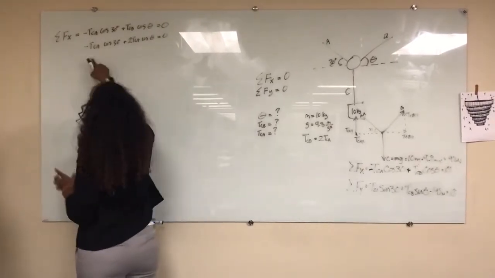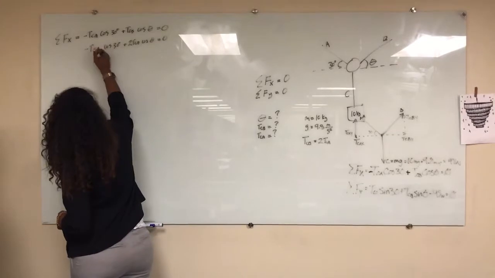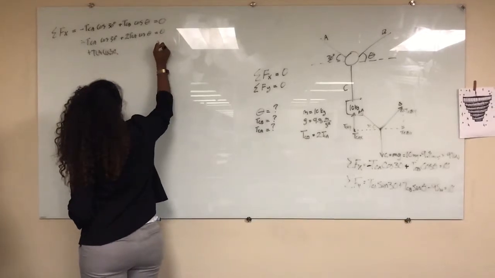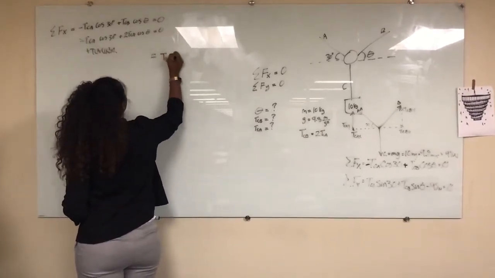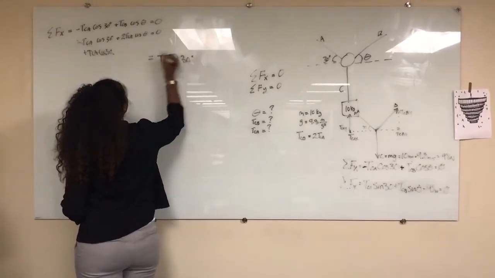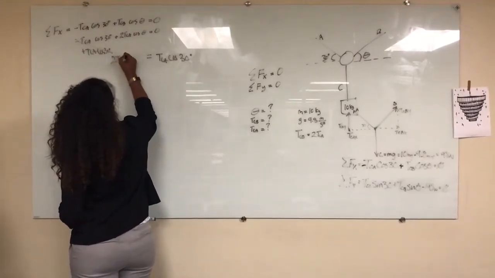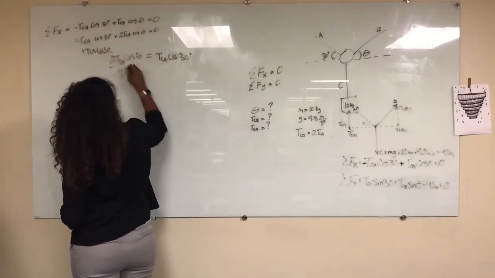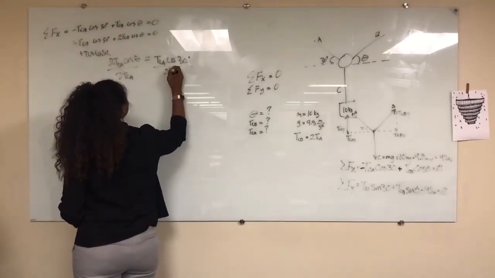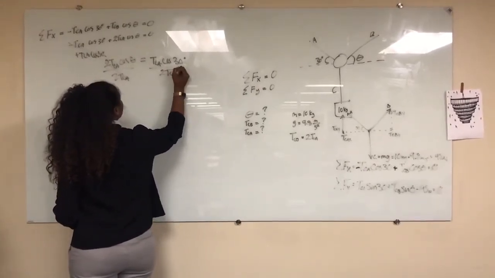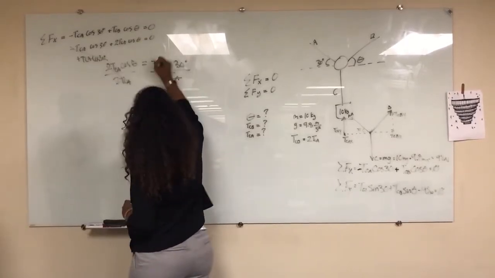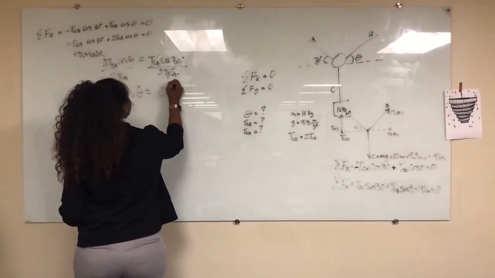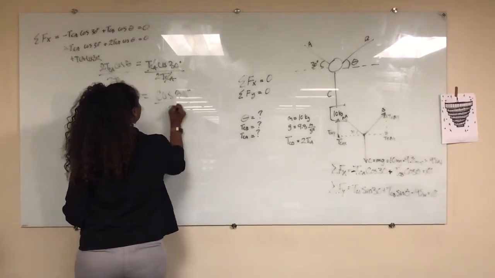Okay, so move over this portion to the 0 side to cancel it out. Plus TCA cosine 30 degrees equals 2TCA cosine theta. And then we can divide by 2TCA, cancel that out. And then you can cancel out the TCAs. And then simplified, cosine theta equals cosine 30 degrees over 2.